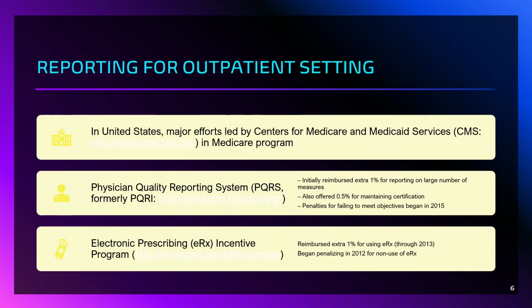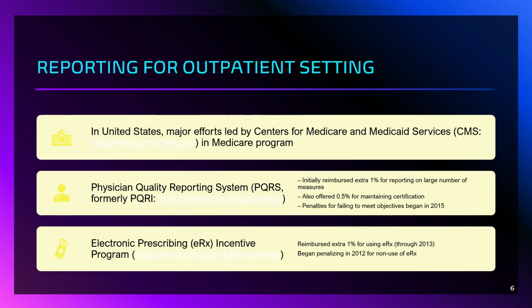In its early years, PQRS offered physicians who participated in Medicare a 1% reimbursement bonus for reporting on quality measures, and there were a lot of them. By 2011, there were 194 different measures that physicians could report on. On top of that, physicians could get another 0.5% bonus for maintaining their certification in their specialty. But by 2015, things changed. Instead of paying bonuses to encourage participation, CMS began applying payment reductions for providers who failed to meet the reporting objectives. In other words, it shifted from carrot to stick.